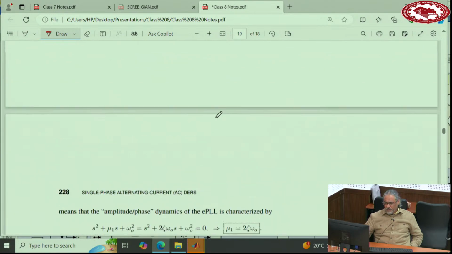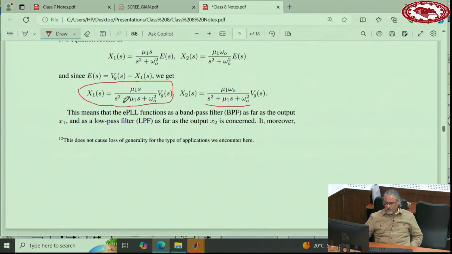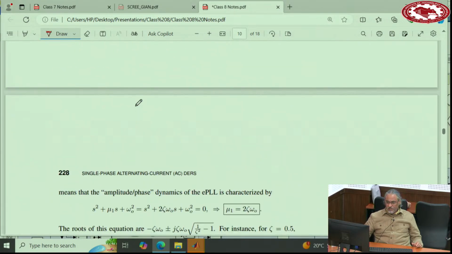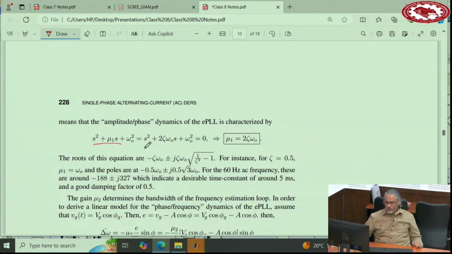Okay, now another thing that we can get from this analysis is that the transfer function has this denominator. If it has this denominator, we know where the poles are, so we can choose the value of mu1 and mu3, which are equal, to get the poles that we want. So if you want this equal to the standard second order equation, you will find mu1 equals 2 zeta omega 0. So this gives you a guideline on how to design mu1, 2 zeta omega 0. Zeta is a damping factor. If you want a damping ratio of 0.7, you put it there, and then you will get it.